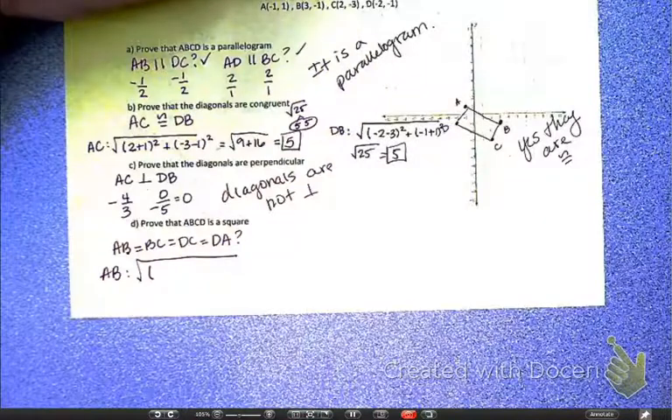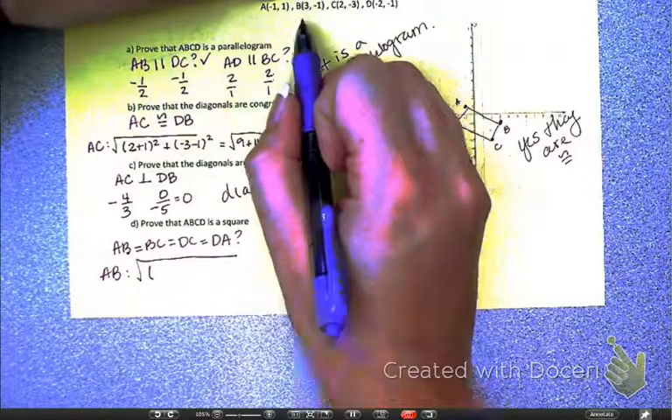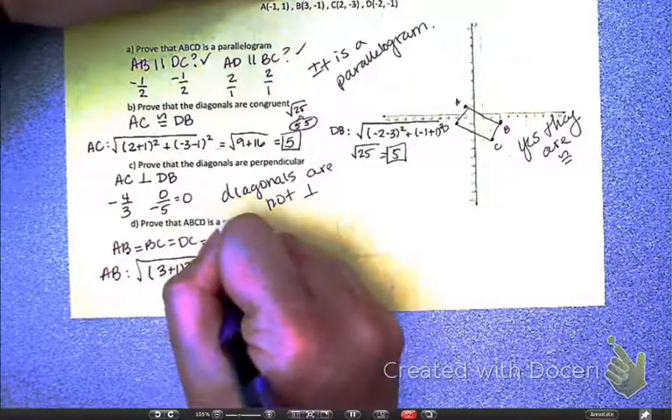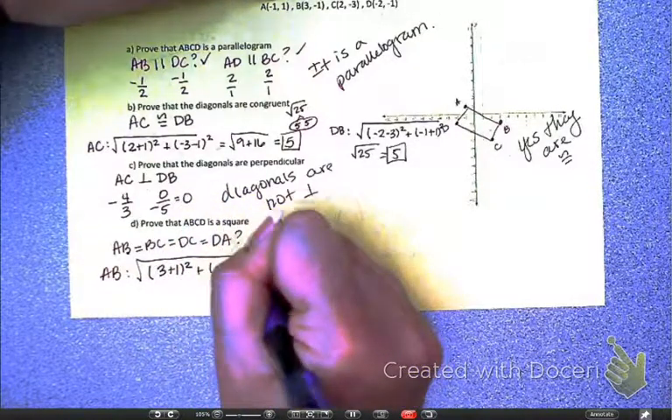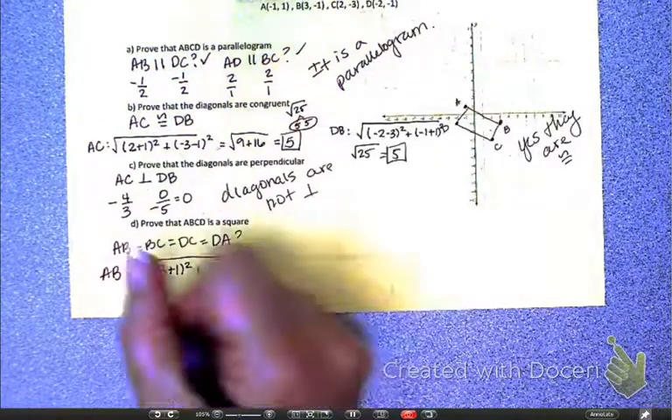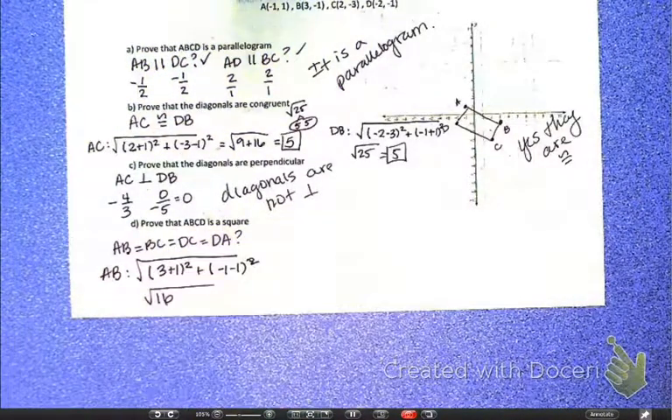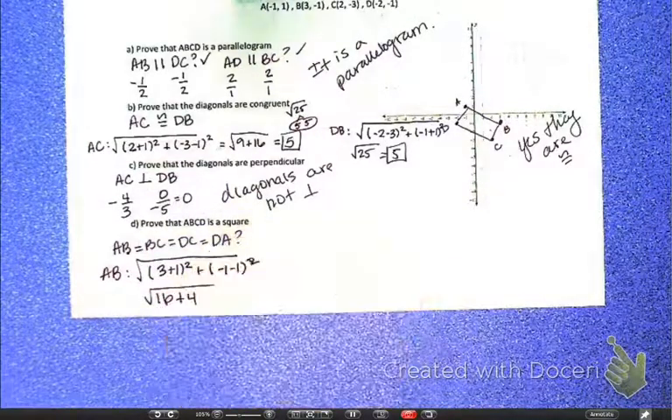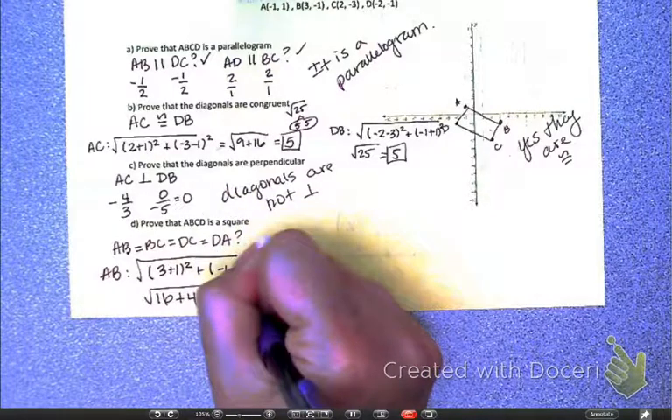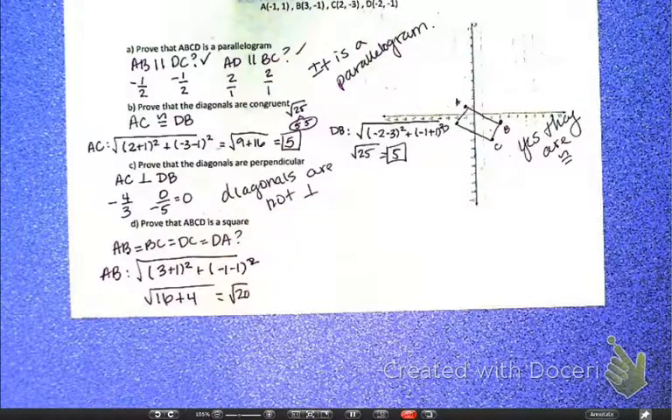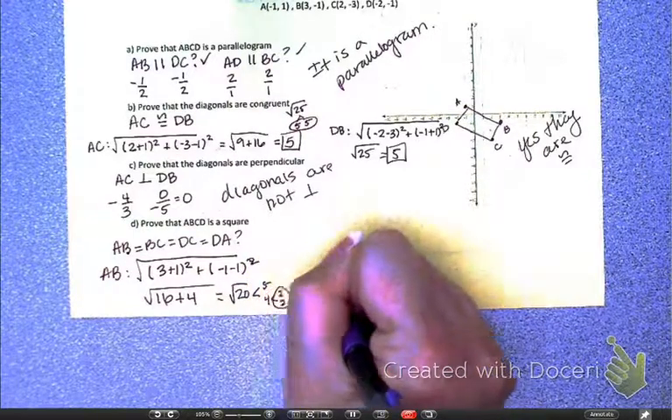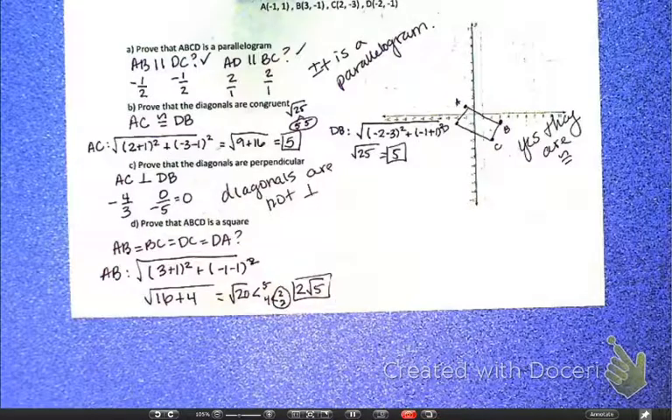we have 3 minus negative 1, so plus 1 squared, and then negative 1 minus 1 squared. 3 plus 1 is 4. 4 squared is 16. Negative 1 minus 1 is negative 2. Negative 2 squared is 4, which gives me the square root of 20. Can I reduce that to 2 radical 5? Everyone okay with that? Okay, let's do BC.